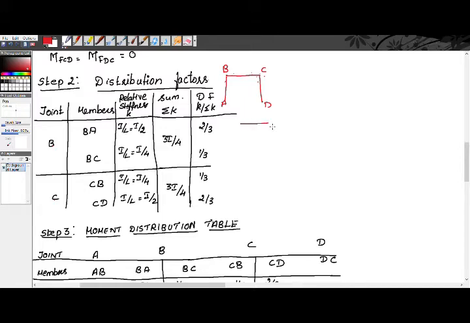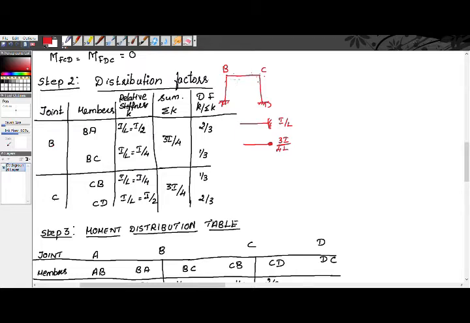We know when the far end is fixed, the relative stiffness is taken as I by L. And when the far end is hinged, our relative stiffness is 3 by 4 I by L. This is about relative stiffness, not absolute stiffness. Now, when you are considering BA, A is fixed support. So relative stiffness is I by L. Here I is I and L is 2.